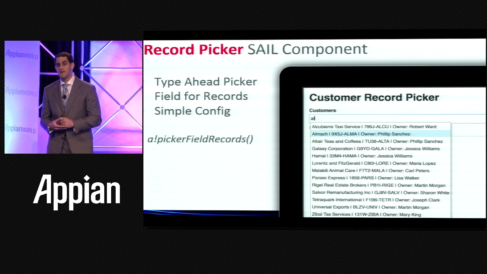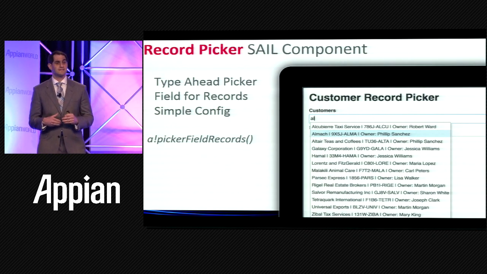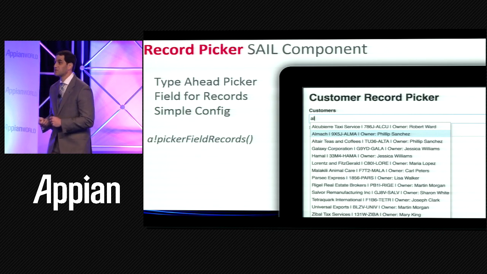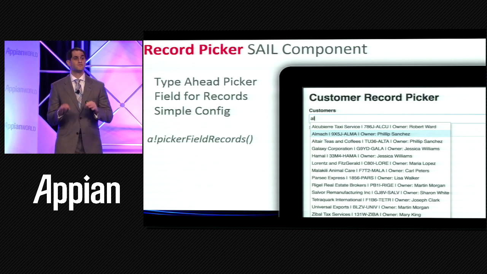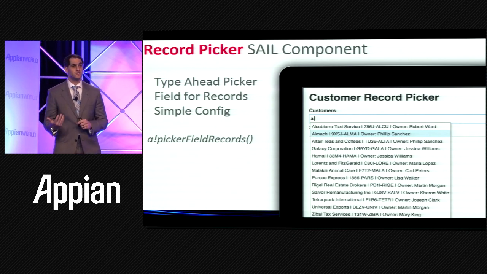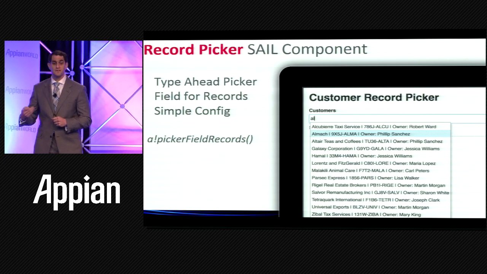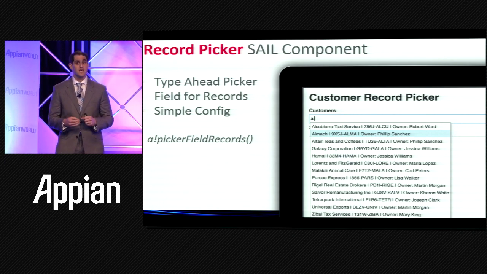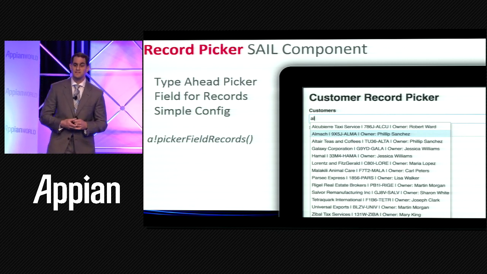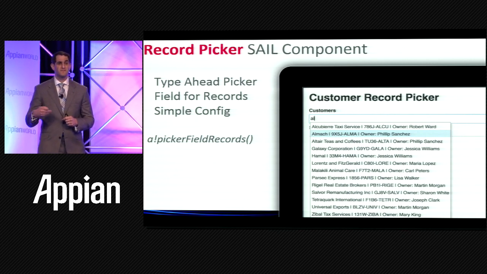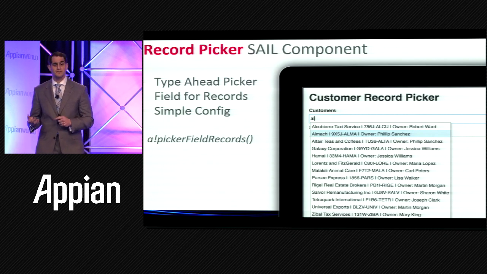Speaking of records, we do have a brand new record picker component that lets users search for and select records based on a configured record type. As with Appian's other pickers, as the user starts typing, we're going to automatically suggest possible search results. And when configuring it, if you're the designer putting this on an interface, you can add query filter criteria that can limit the types of records that are returned to only meet the selection criteria that you want.